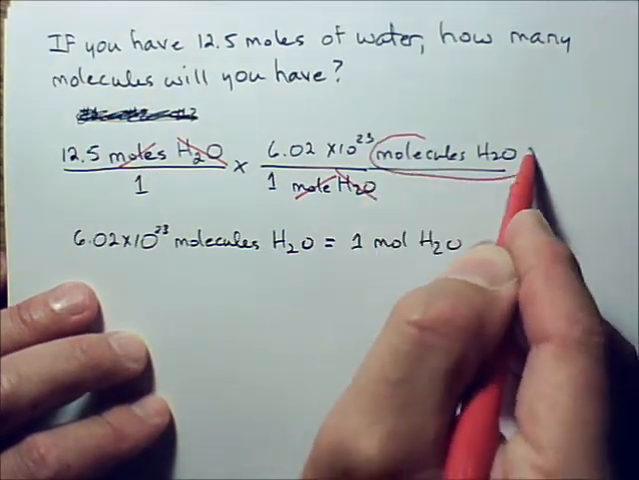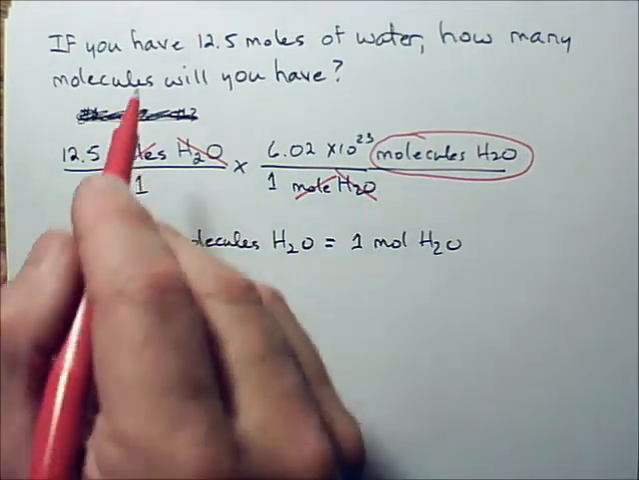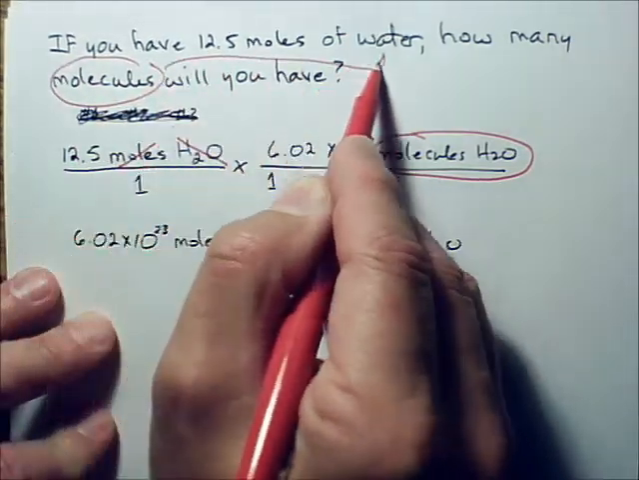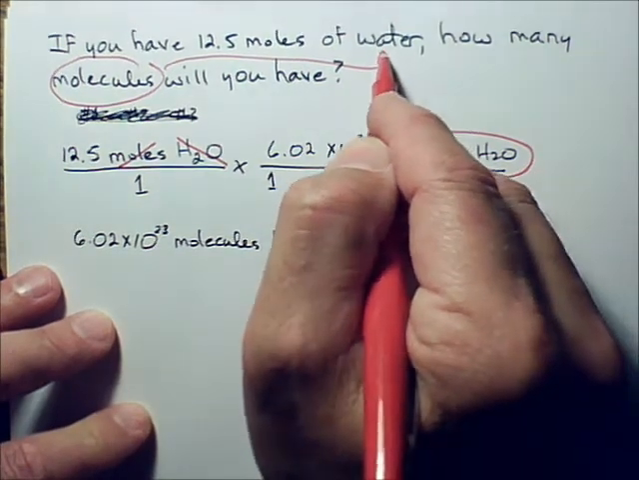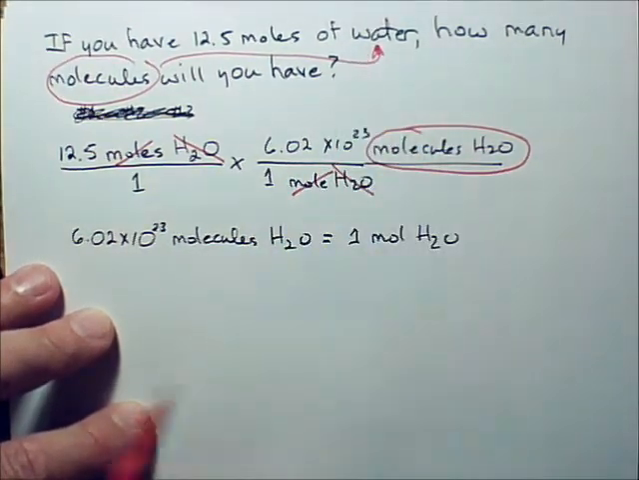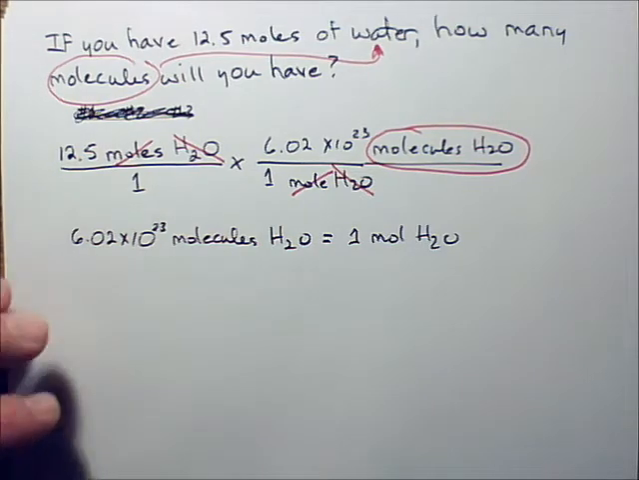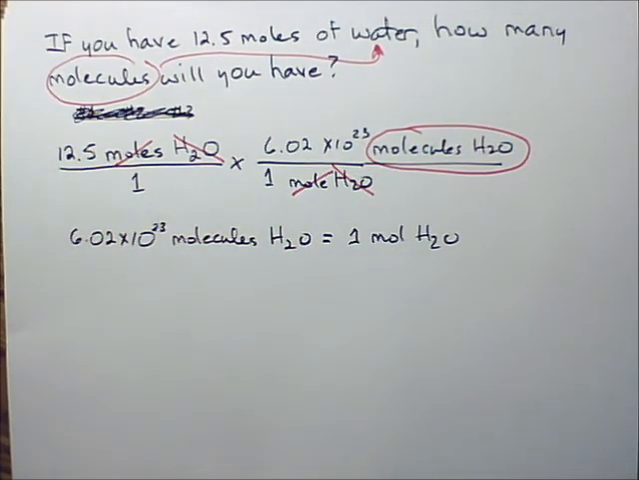Molecules of H2O is what I have. Well, what am I looking for? Molecules of H2O. That's what the problem asks you for. So now that I've checked to make sure I've got it set up right, I'm ready to solve. What was step 4? Solving the problem, yeah. And the first step in solving the problem is canceling units and species.